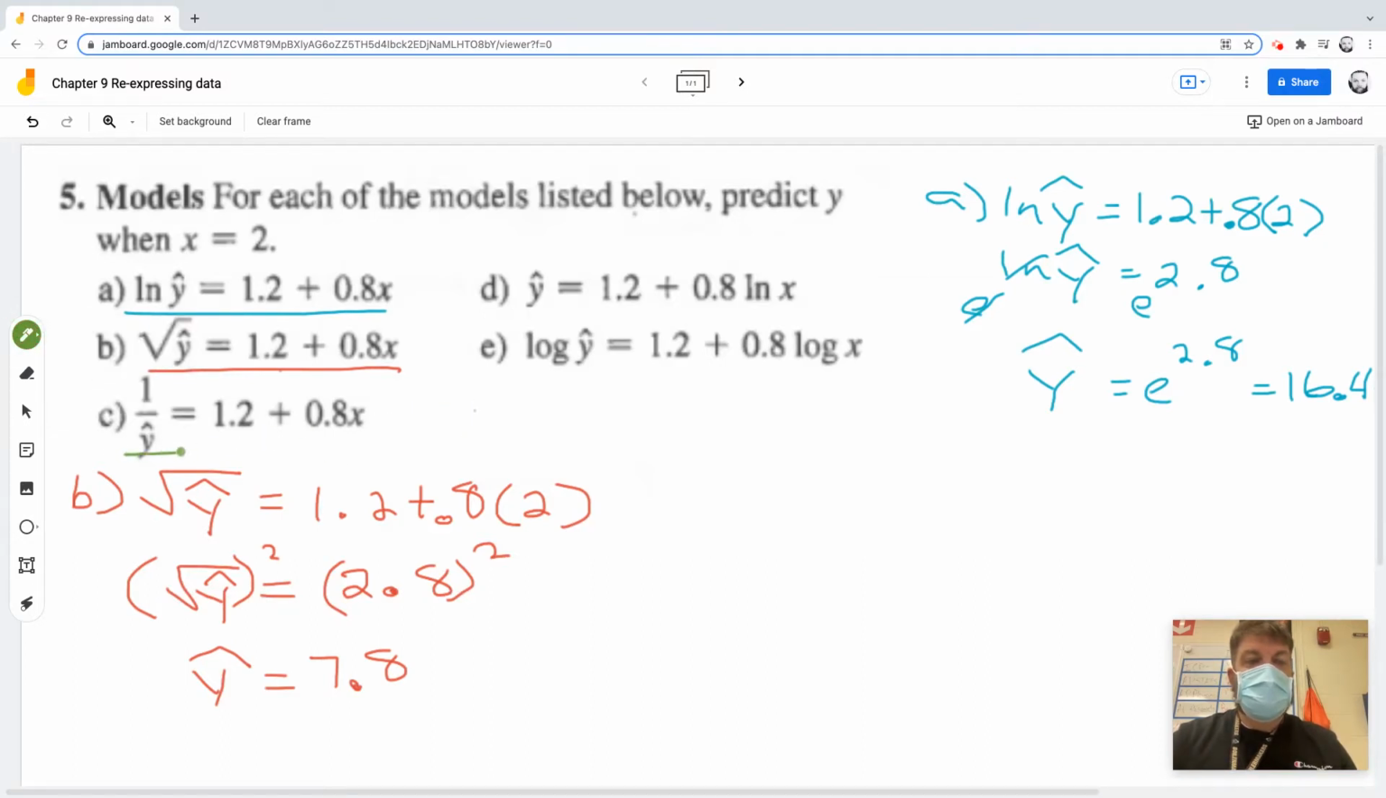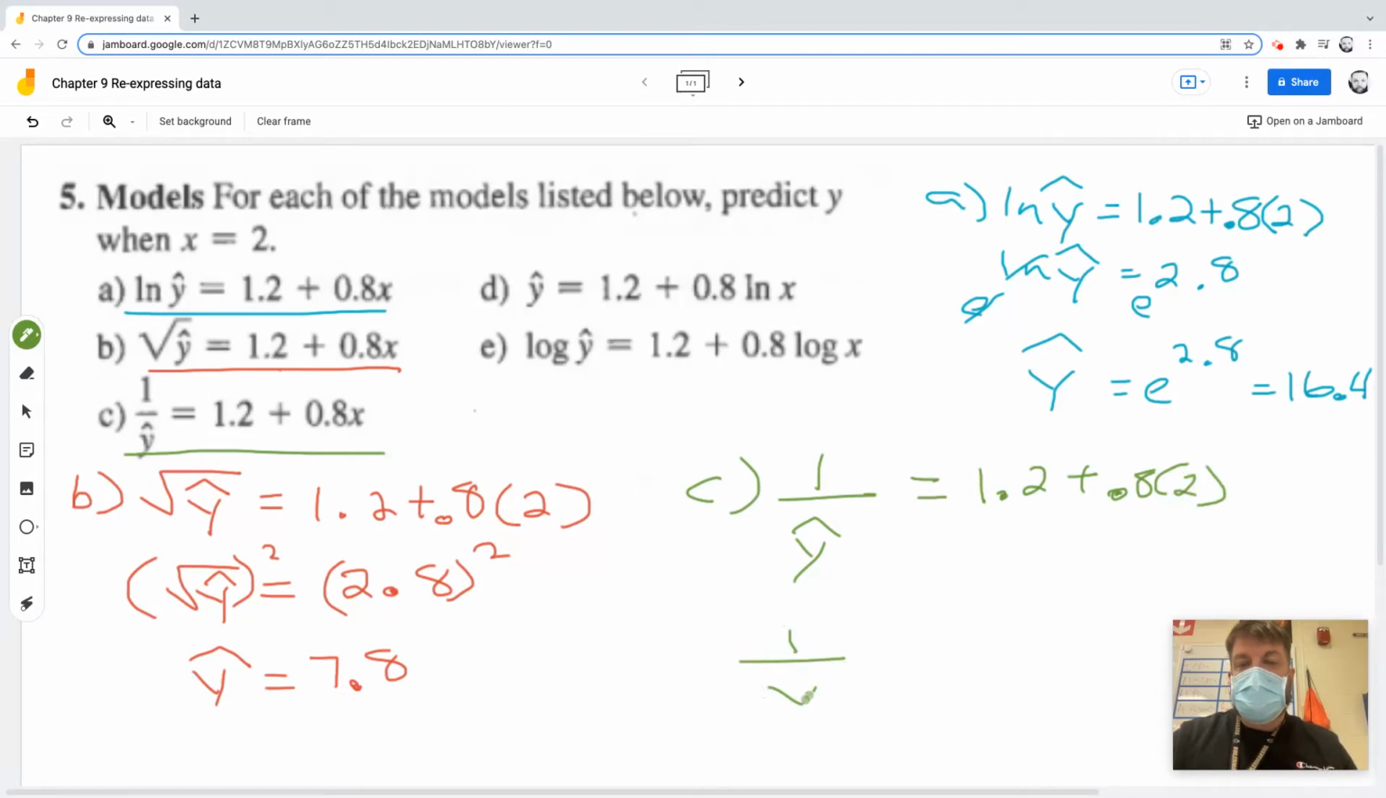For C, we're going to do 1 over y hat. So let me put that here. 1 over y hat is equal to this 1.2 plus 0.8x, yeah, 2.8, but I'll write it out because I like to write things. But yeah, it is going to be the 2.8, right? So I've got 1 over y hat is equal to 2.8.